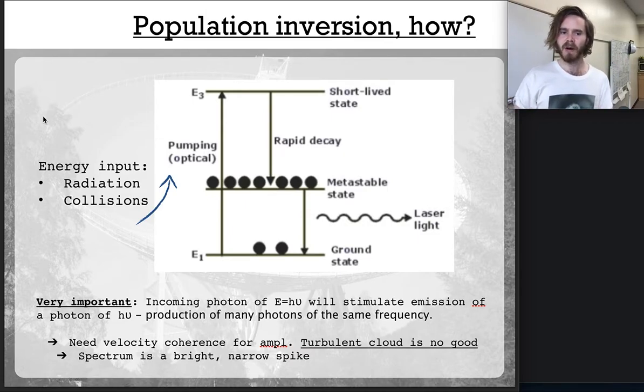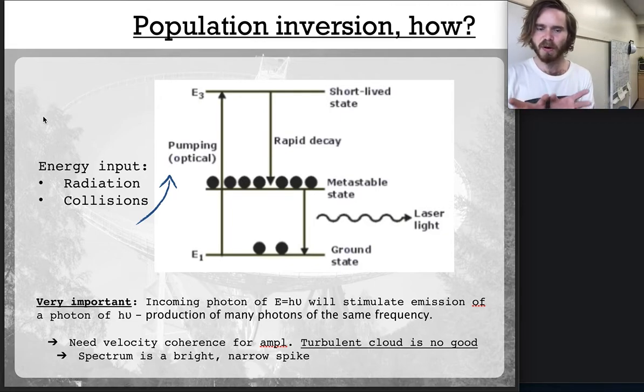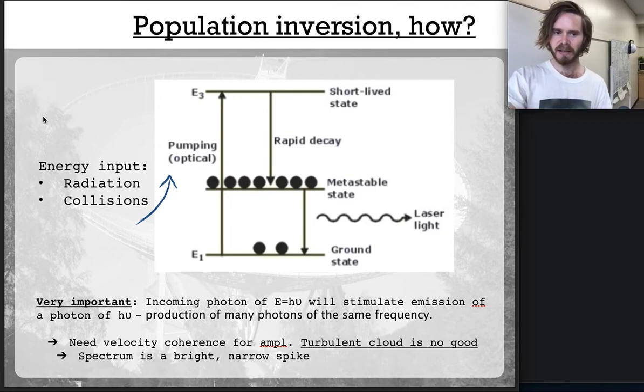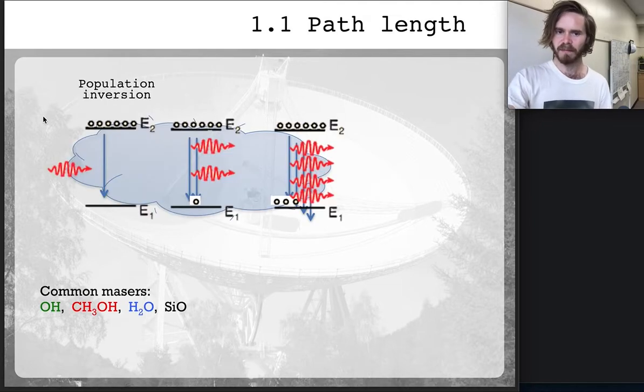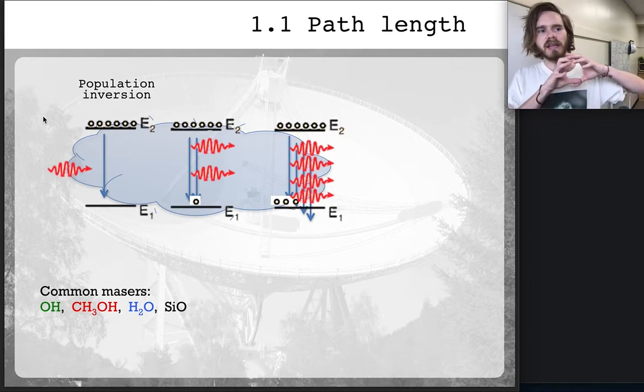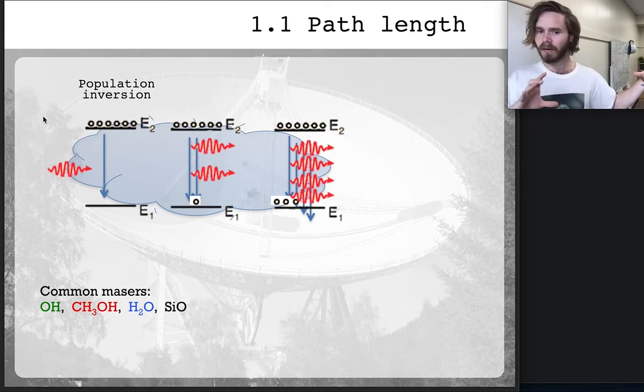Okay, so I think this is probably explained at a level that's pretty easy to grasp for everyone here now. So now I want to talk about the path length through the maser. So we discussed this population inversion, and we discussed now the maser emission process itself. Now I want you to think about if your maser, the physical maser cloud, is actually very long.